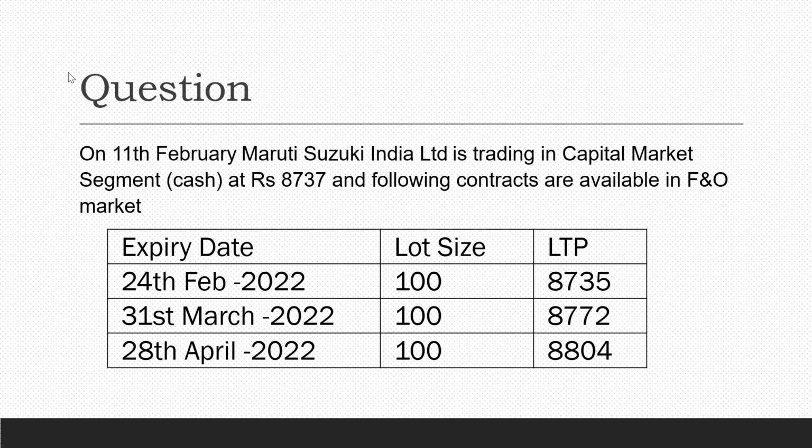Okay, and the lot size of Maruti is 100, and the last trading price, which is called the LTP, trading in the futures exchange, was 8,735 for 24th February expiry, and for 31st of March it was trading at 8,772, and on 28th April, this is the future price. Okay, so Maruti future is trading at 8,804 for the 28th April expiry period. Okay, is that all clear to you?